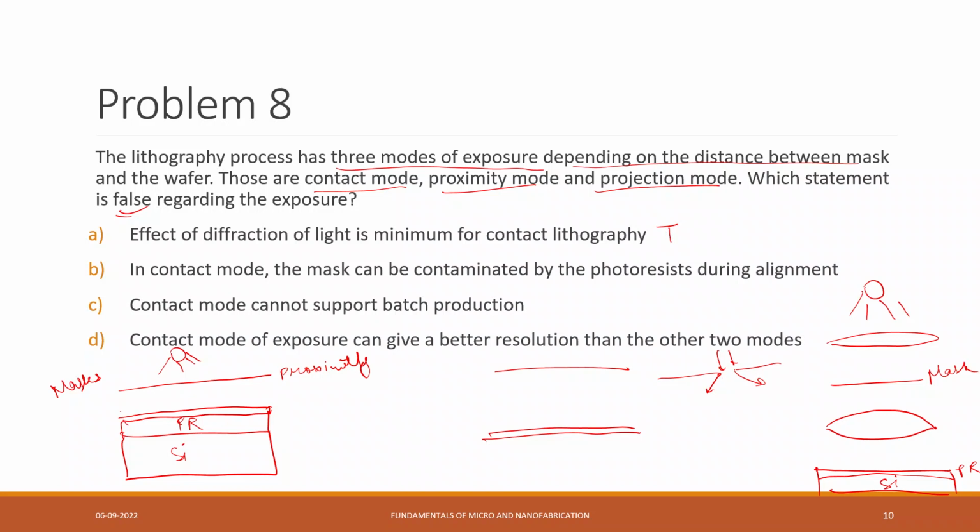The second option is: in contact mode, the mask can be contaminated by photoresist during alignment. Yes, this is true, because in contact mode the mask is touching the photoresist, so it can get contaminated. True. And the next option: contact mode cannot support batch production.